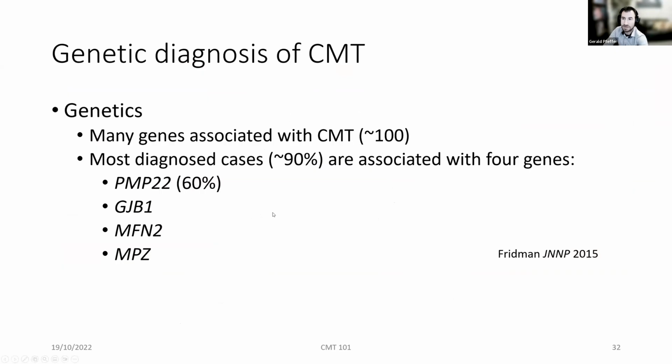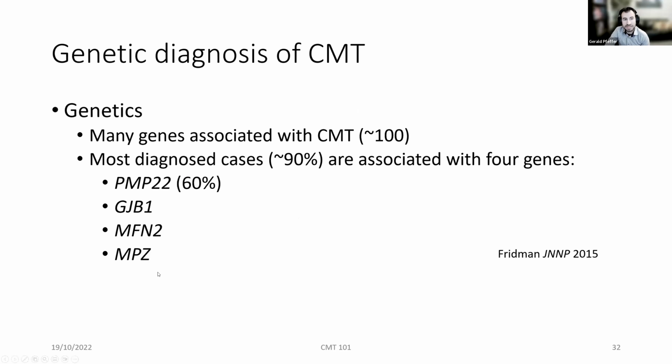So there are about 100 genes associated with CMT. So in a way, it's 100 distinct genetic disorders that fall under this umbrella. But I'm not going to list or go through all 100 of these. That would take a long time. I will tell you that there are 4 genes that are particularly common and important. About 90% of cases are really associated with these 4 genes that are very common.